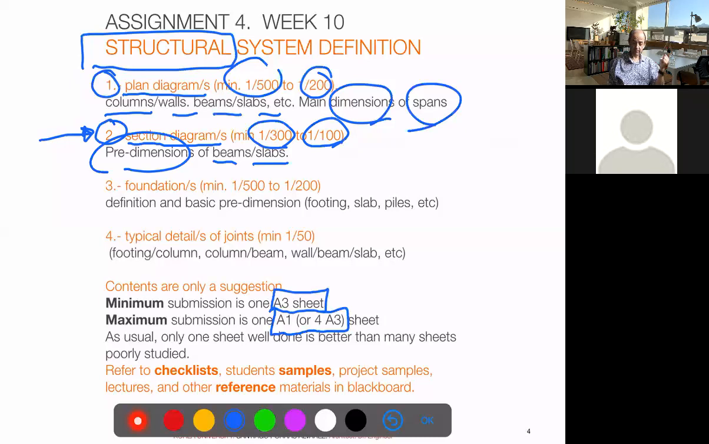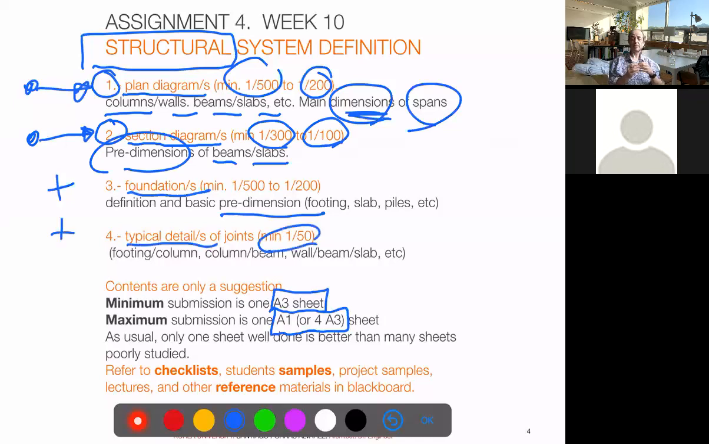Of course, you also have to give dimensions of heights, labels of floors and so on, but we will comment on that tomorrow. And then you can add, I recommend, you should, but the basics are 1 and 2, foundations, again with pre-dimensions. We gave in the lecture and the additional materials some tips and some details about it. That should be at least 1 to 50 for you to consider joints or specific points that you think might be interesting.